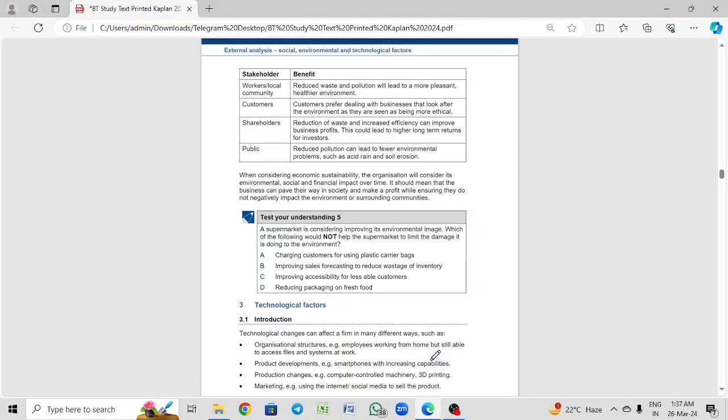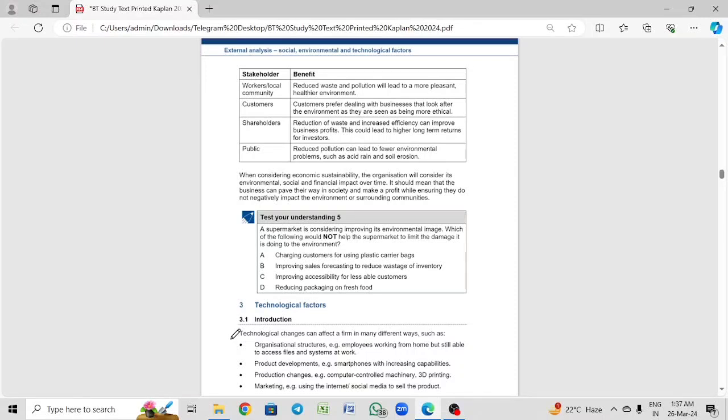What is the technological status in the economy? How fast is the business coping with the changing technology, okay? What is the current technology that has been adopted by the businesses, okay? So technological changes affect the firms in many different ways, such as the organizational structure.